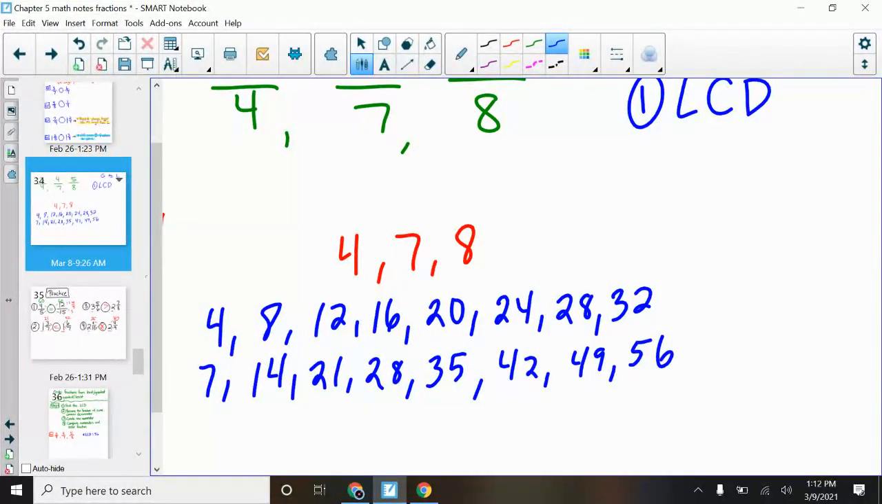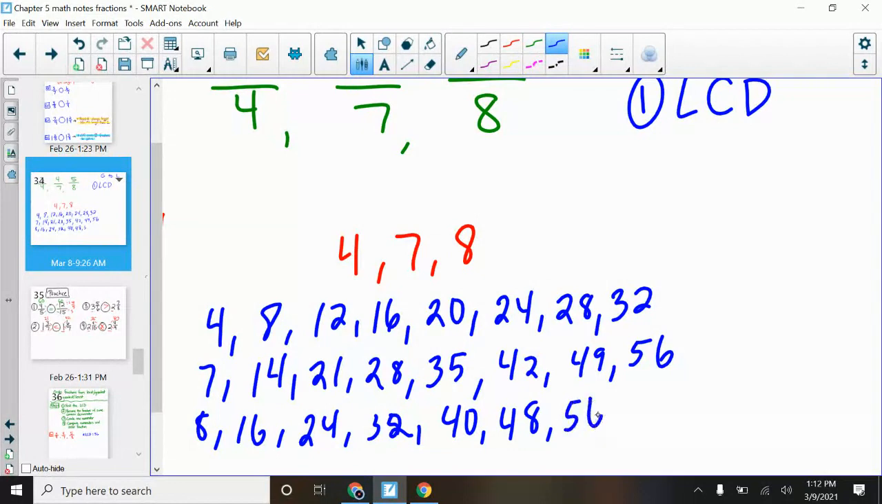Okay. Let's move on to 8's multiples. Okay, so I've got 8, 16. 8 times 3, 24. 8 times 4. 8 times 5. Sorry. 8 times 6, 48. 8 times 7. Okay. Now, that's a lot of numbers. Have I found a number that they have in common yet?